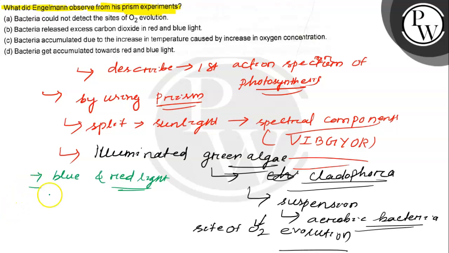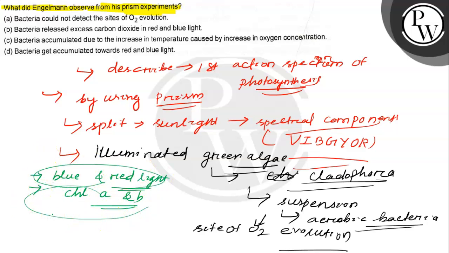So which type of spectra? That is chlorophyll A and B. So for that, the correct answer is that the bacteria accumulated towards the blue and red light, which roughly matches the absorption spectra of chlorophyll A and chlorophyll B. So which one of the following is correct?